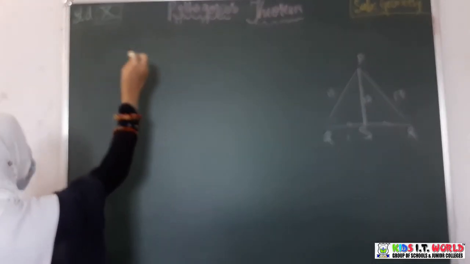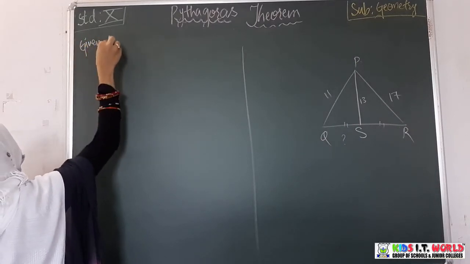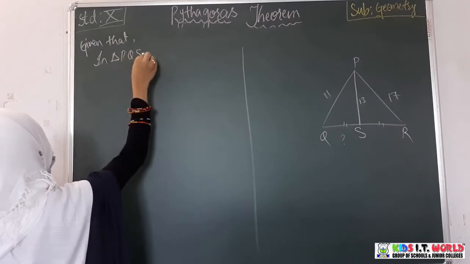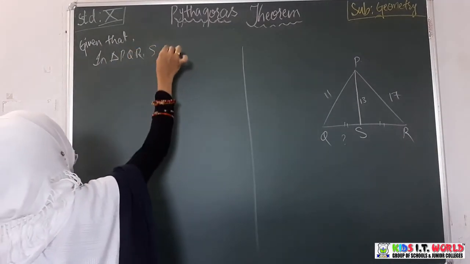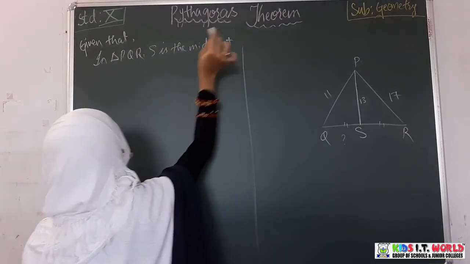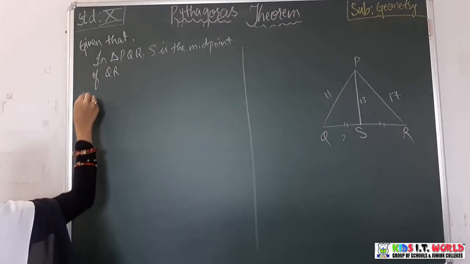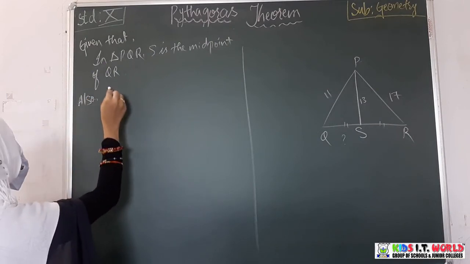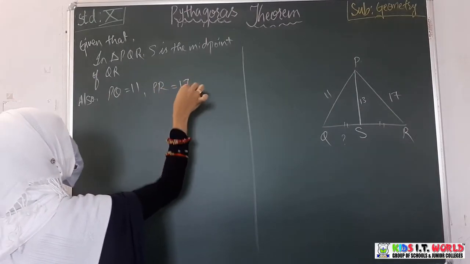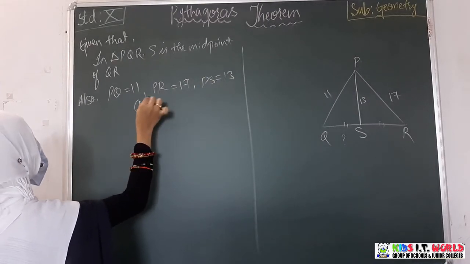First of all, write down the given. Given that in triangle PQR, S is the midpoint of QR. Also PQ is equal to 11, PR is equal to 17, PS is equal to 13. We have to find out QR.